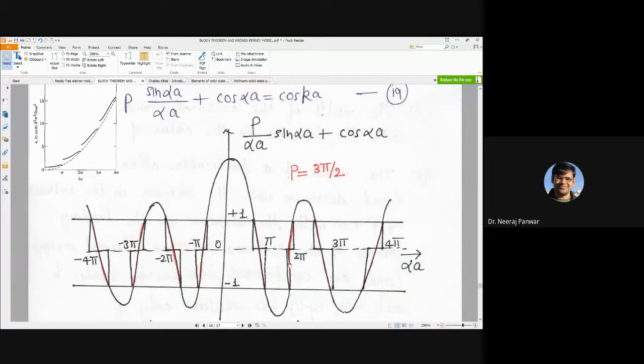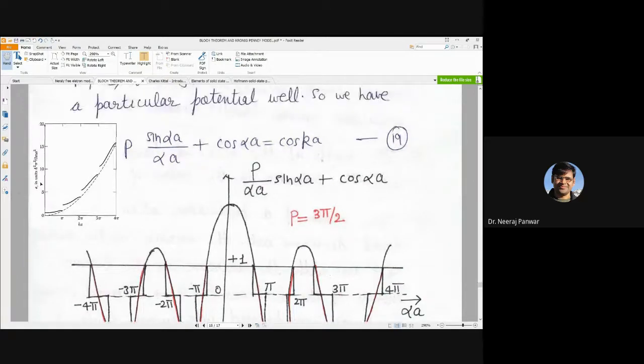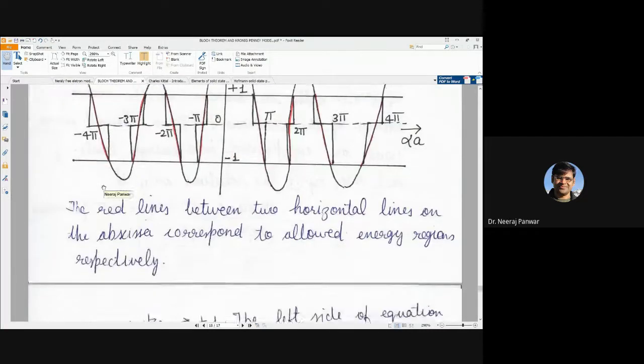So we will have allowed energy values separated by not allowed values. So we have allowed values, not allowed values, allowed values, not allowed values. This is what we observe in the nearly free electron model. We have one band, a second band separated by a forbidden gap, a third band separated from the second band by a forbidden energy gap. Similarly, here we are getting allowed band, not allowed band, allowed band, not allowed band, allowed band, like this. And if we plot E as a function of k a or k, we are going to get the same type of energy gap at the zone boundary. This is what we observed in the nearly free electron model.